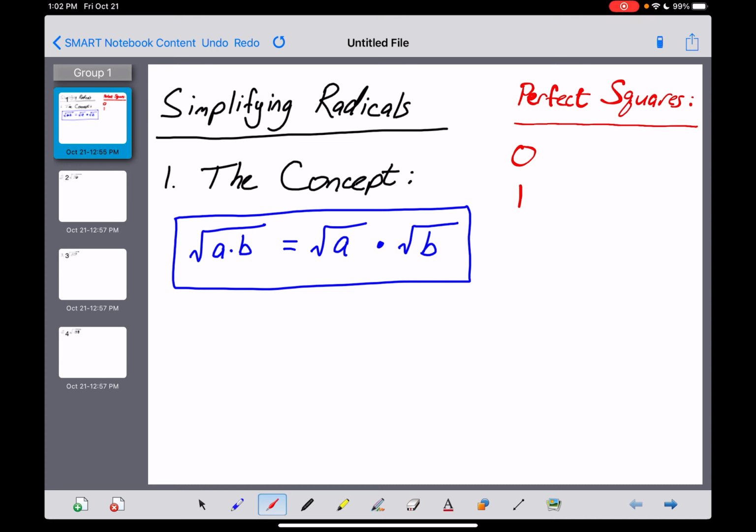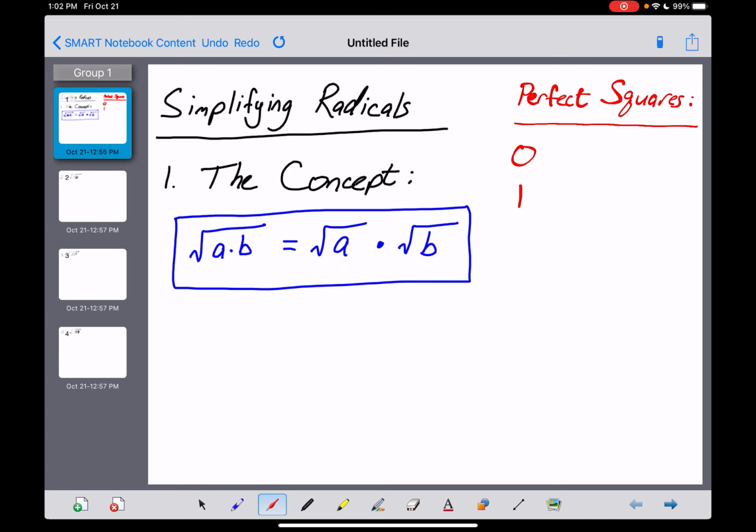Now, don't write this one down. 2 is not a perfect square. And the reason 2 is not a perfect square is there is no rational number times itself that equals 2. The square root of 2 does exist, but it's an ugly number that's about 1.414, and that's as much as I have memorized, and then it goes on and on from there. But it doesn't work out nicely, so 2 is not a perfect square.